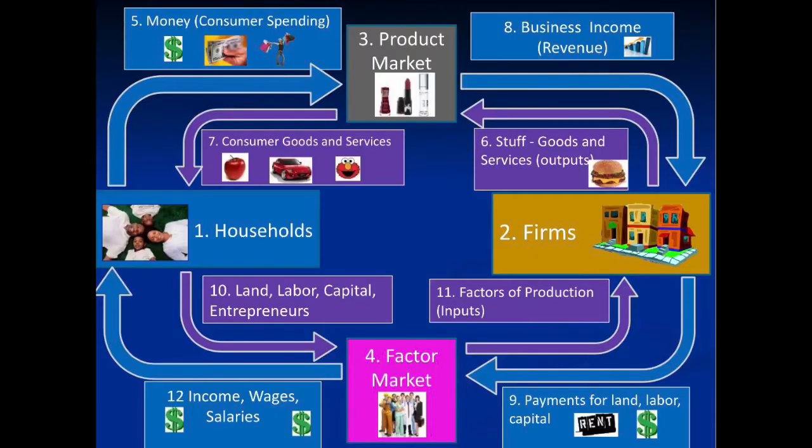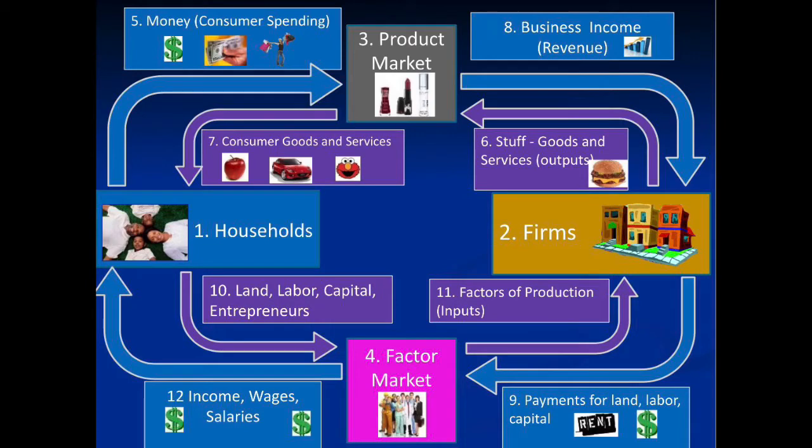Okay, so let's start off with box number one. Box number one represents the households. The households are, again, the group of people that are living together, and they act as both a buyer and a seller. Number two are the firms. The firms are basically the businesses, and again, they also act as a buyer and a seller.